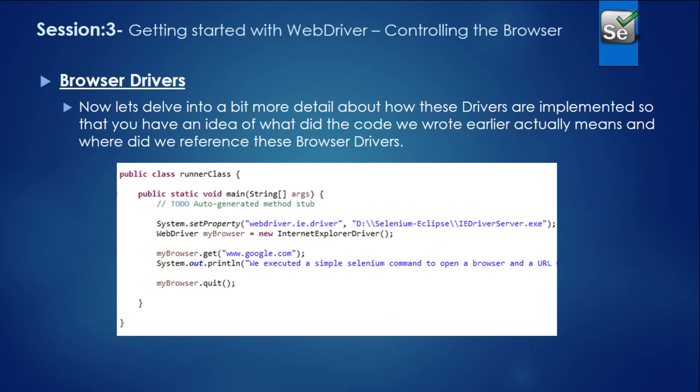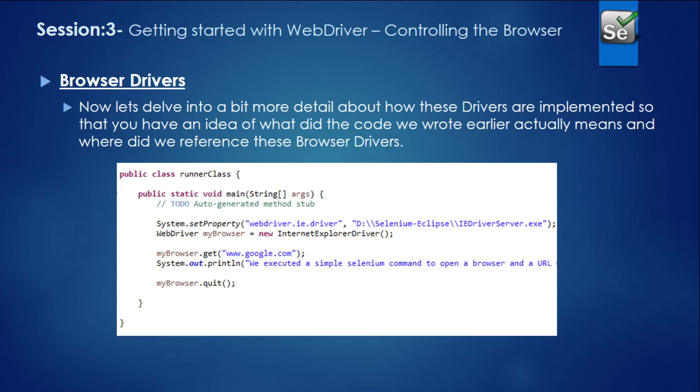Unlike the process of creation of a normal object from classes as we had seen in our Java tutorial, we have not initiated this object of this entity by invoking a constructor of the same name as the entity. That is, we have not written WebDriver my browser is equal to new WebDriver. Instead, we have written WebDriver my browser is equal to new Internet Explorer driver. This is where we have actually called the browser drivers. But how have we done it?